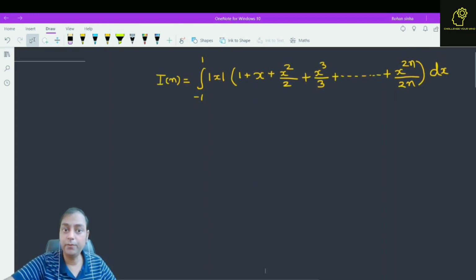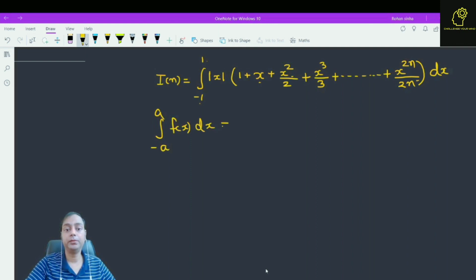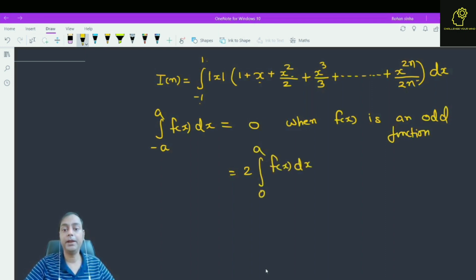Now, what is given here? It is given I_n as the integral from minus 1 to 1 of mod x into (1 plus x square by 2, x cube by 3 till x raised to 2n by 2n) dx. Now, I am going to apply the property of definite integration. We know that the integral from minus a to a of f(x) dx is 0 when f(x) is an odd function, and this is equal to 2 times the integral from 0 to a of f(x) dx when f(x) is an even function.